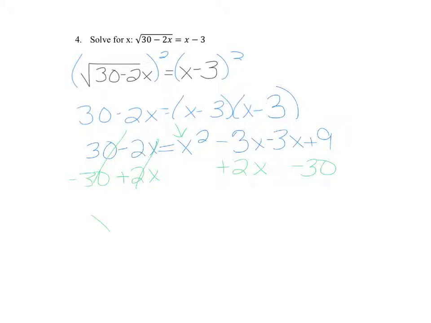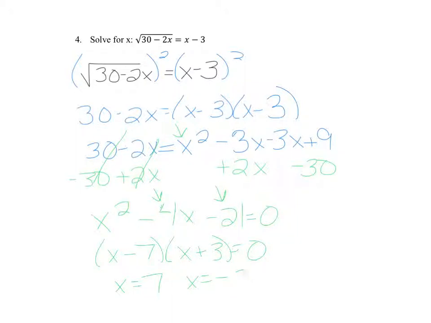I end up with x squared minus 4x minus 21 equals 0. So I look for numbers that multiply to -21 and add up to -4, and those numbers are -7 and +3. So when I solve this, I get 7 and -3. I know that in these types of problems where I square both sides, I always want to check to see if my answers work.